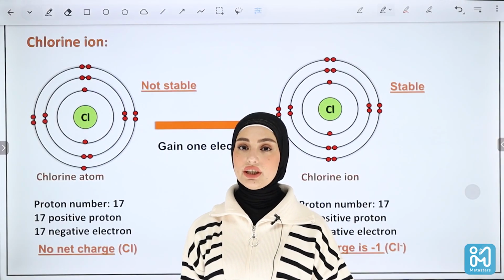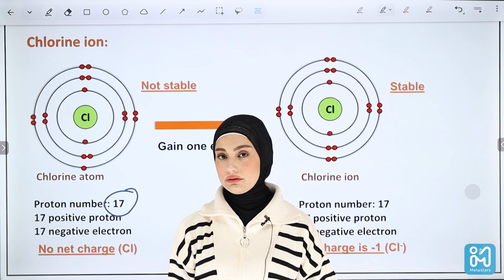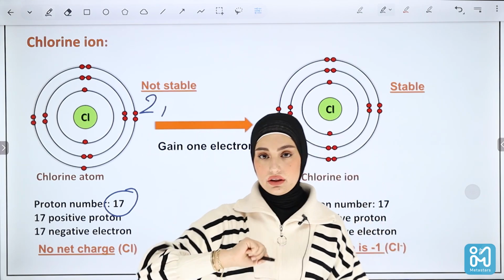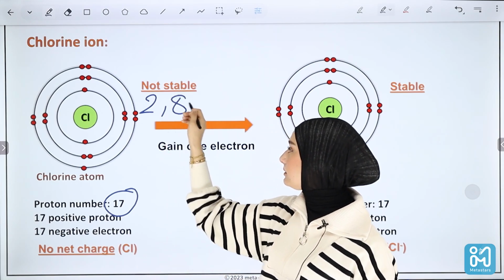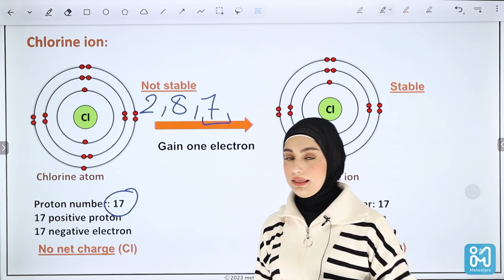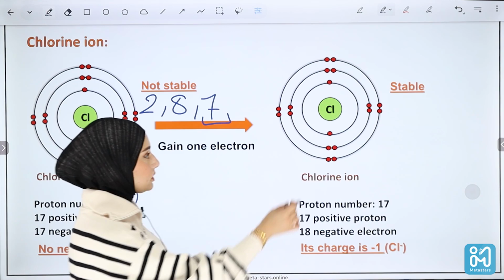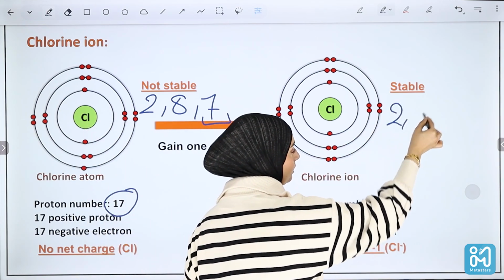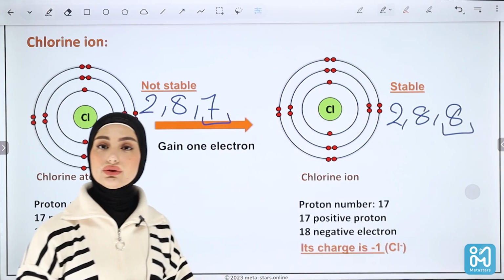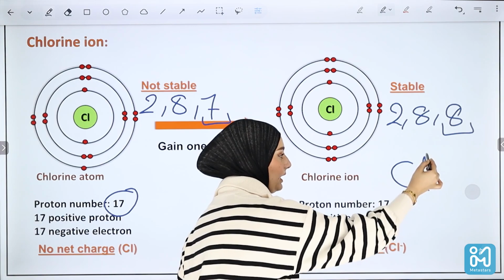The same story for the chlorine atom. The proton number is 17, so what is the electronic configuration for chlorine? It will be 2, the maximum number of electrons in the first shell, 8 and 7. So the last shell again is not full. That means chlorine has to gain an extra electron, and then the electron configuration will be 2, 8, 8, and the outermost shell is full now, and the charge for sure will be -1.